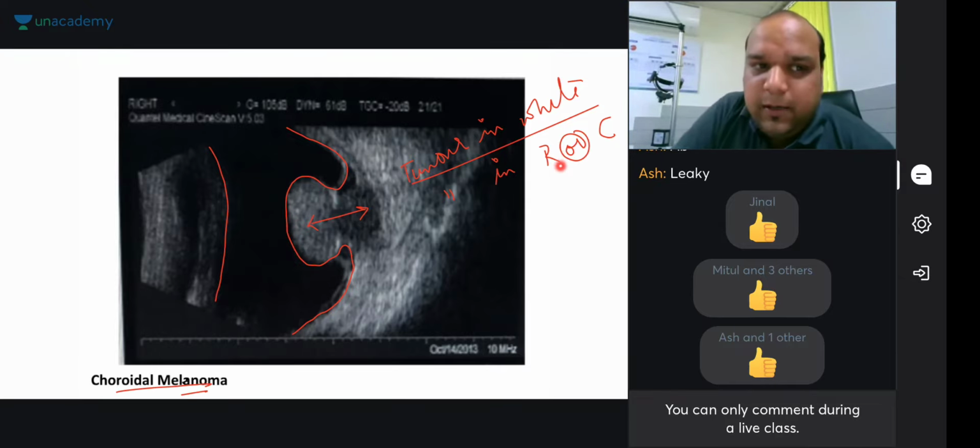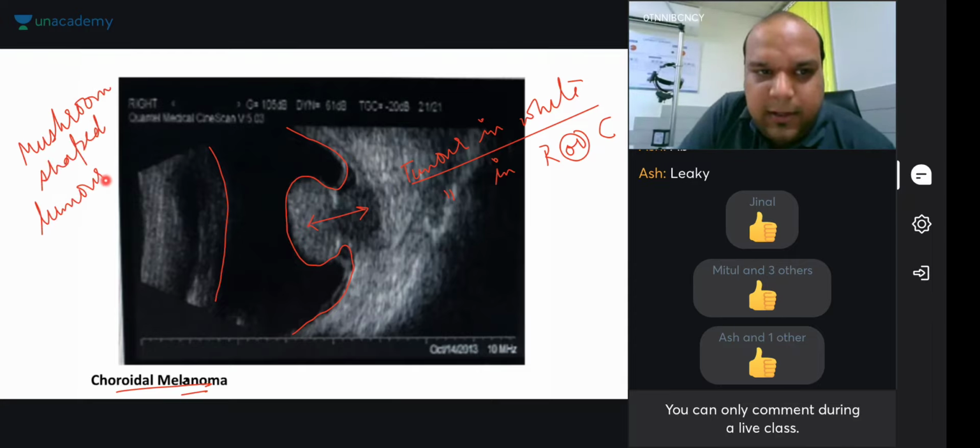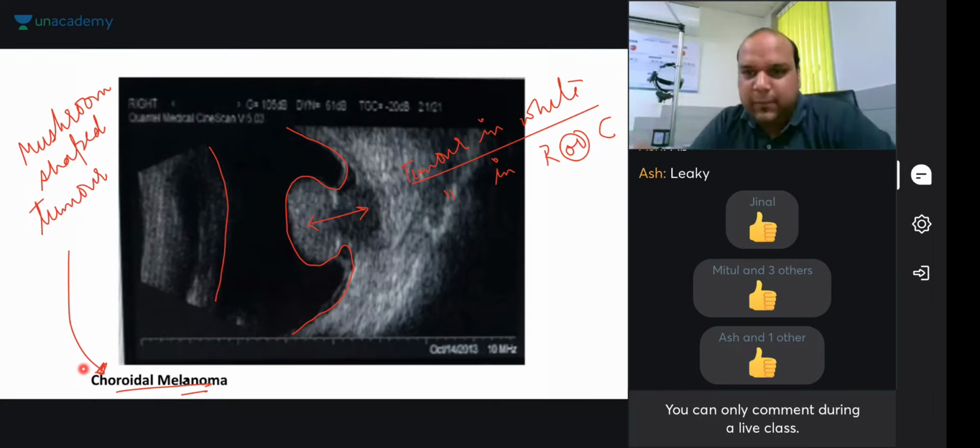How do we know it is not a retinal tumor? This is a characteristic shape. This is called mushroom-shaped tumor. And mushroom-shaped tumor is characteristic of choroidal melanoma. You understand what I'm doing? I'll show you another photograph to be able to differentiate.